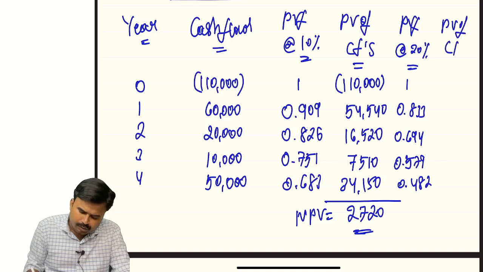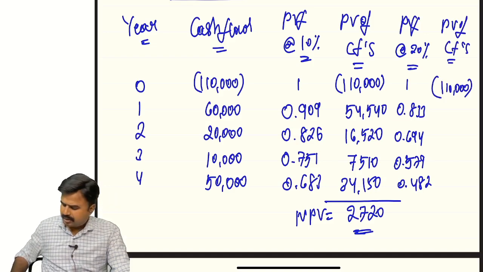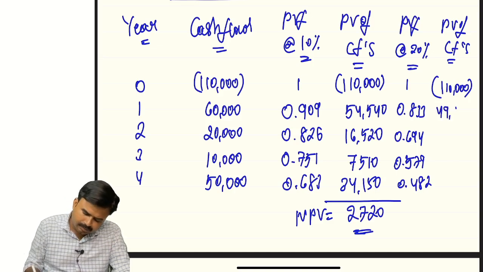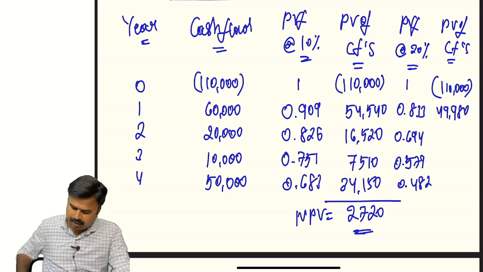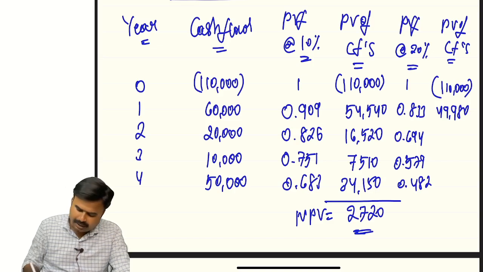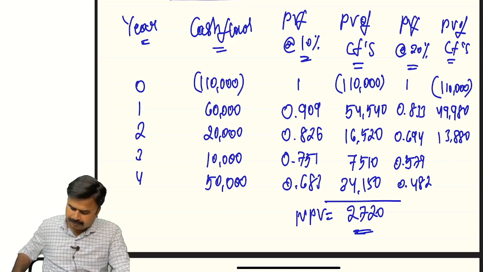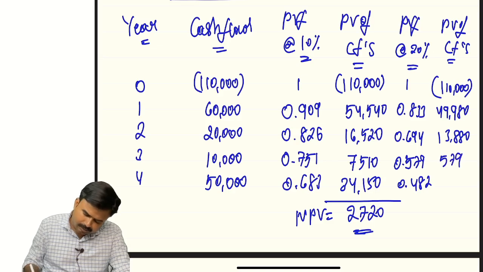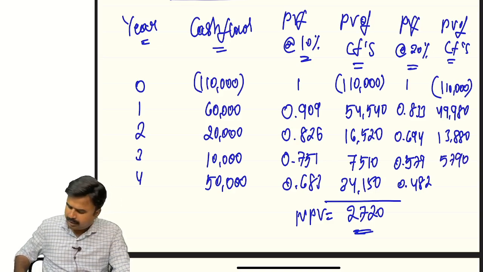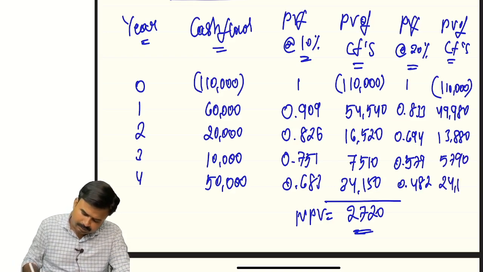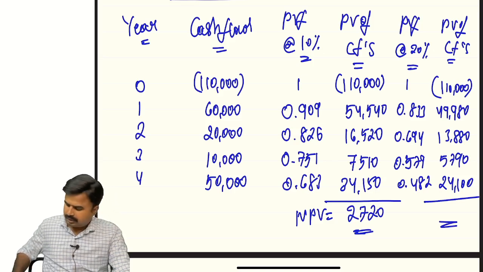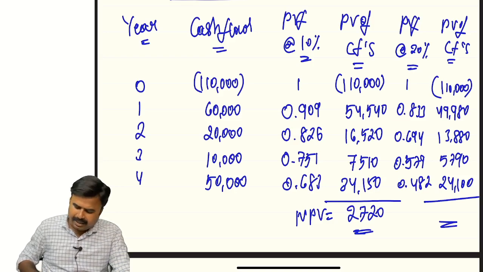Present value of cash flows: 1,10,000. 60,000 into 0.833, 49,980. 20,000 into 0.694, 13,880. 10,000 into 0.579, 5,790. 50,000 into 0.482, 24,100. Total 93,750 minus 1,10,000. It will be minus 16,250.